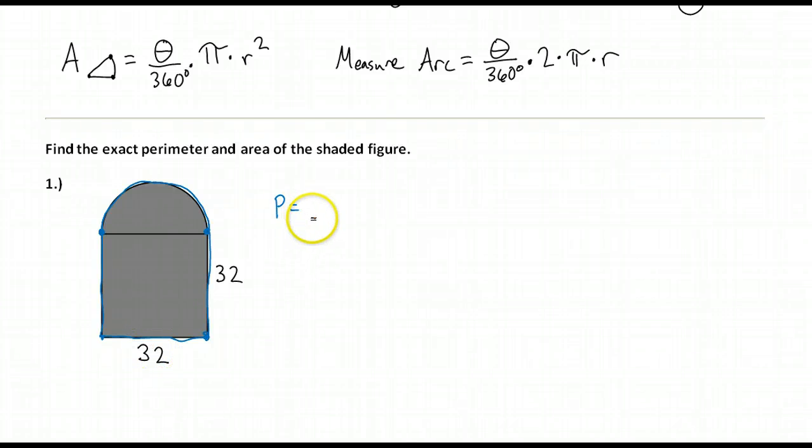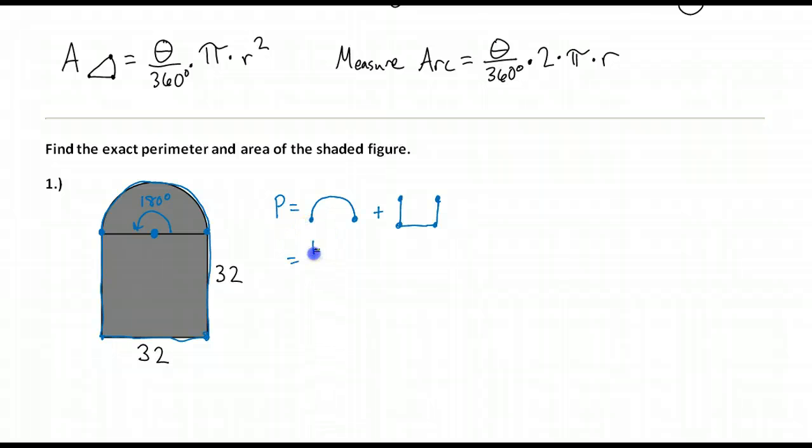So my perimeter is made up of a couple different pieces. It's made up of this piece and this piece. I can't just take the perimeter of this rectangle and the perimeter of this sector and add them together. I need to break it down into the pieces that make it up. So to do that, I'm going to use the formula for the measure of an arc. So if I look at this shape, the angle is going to be 180 degrees.